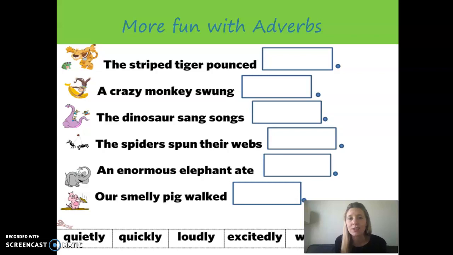I could change the adverbs easily. The striped tiger pounced quickly. The striped tiger pounced slowly. The adverb can change the meaning of the sentence.